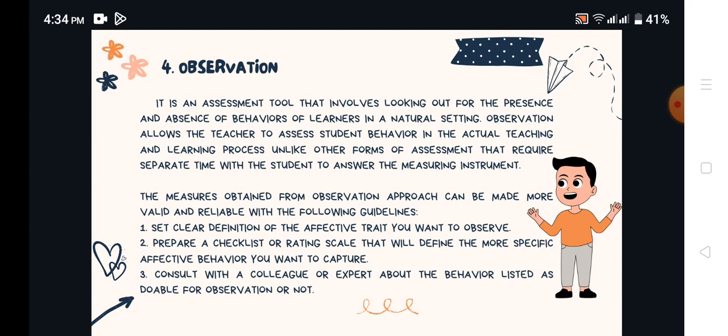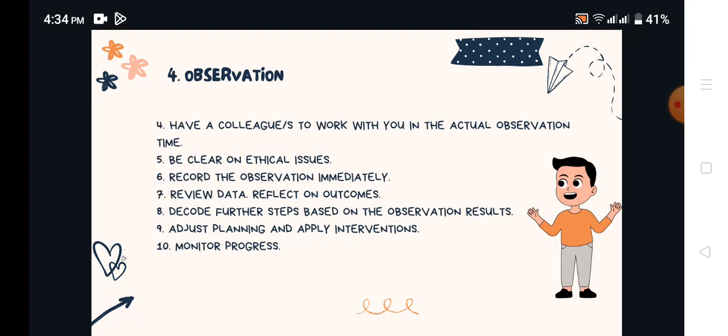So the measures obtained from observation approach can be made more valid and reliable with the following guidelines. First, set clear definition of the affective trait you want to observe. Second, prepare a checklist or rating scale that will define the more specific affective behavior you want to capture. Third, consult with a colleague or expert about the behavior listed as doable for observation or not. Fourth, have a colleague to work with you in the actual observation time. Fifth, be clear on ethical issues.